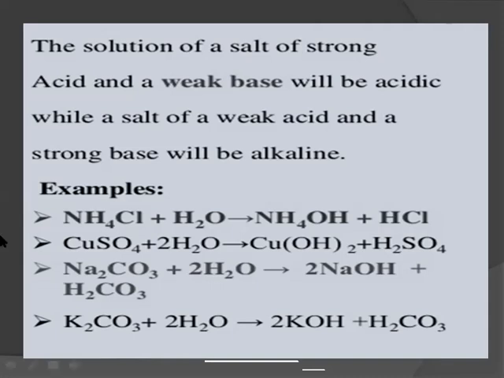When sodium carbonate dissolves in water, it gives sodium hydroxide and carbonic acid. Here, the base is strong. Hence, the solution will be alkaline. In the fourth example, potassium carbonate, when it dissolves in water, gives potassium hydroxide and carbonic acid. Again, the acid is a weak acid, whereas the base is strong, hence the solution will be alkaline.